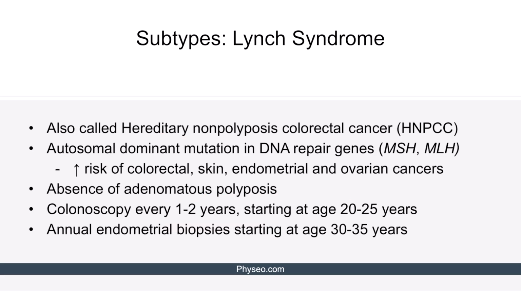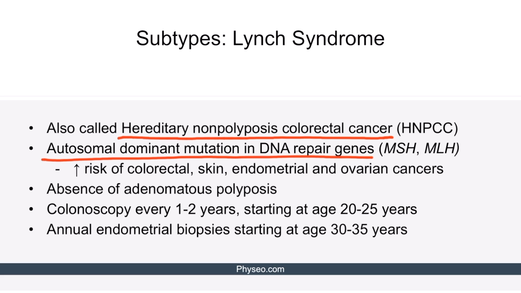Now, Lynch syndrome is another high-yield familial syndrome linked to colorectal cancer. It can also be called hereditary non-polyposis colorectal cancer. And you may recall from step 1 that it's caused by an autosomal dominant mutation in DNA repair genes. That's MSH and MLH. And ultimately, that mutation leads to microsatellite instability. The inability to correct errors in DNA nucleotide sequences can lead to a buildup of DNA mutations in various tissues, putting these patients at a high risk of developing a number of different cancers, which of course includes colorectal cancer, but it also includes skin cancer, endometrial cancer, and ovarian cancer.